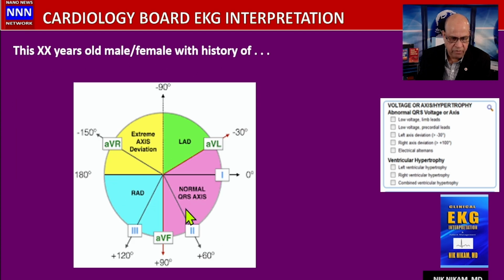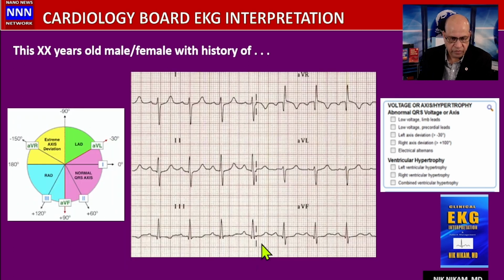And this is an example which we're going to be using to determine the electrical axis. Remember, this is the normal axis. This is the left axis deviation and also left anterior hemiblock when this is more than minus 45 degrees. And this is a right axis deviation. This we don't get concerned with because it's extremely rare to see an extreme right axis deviation.